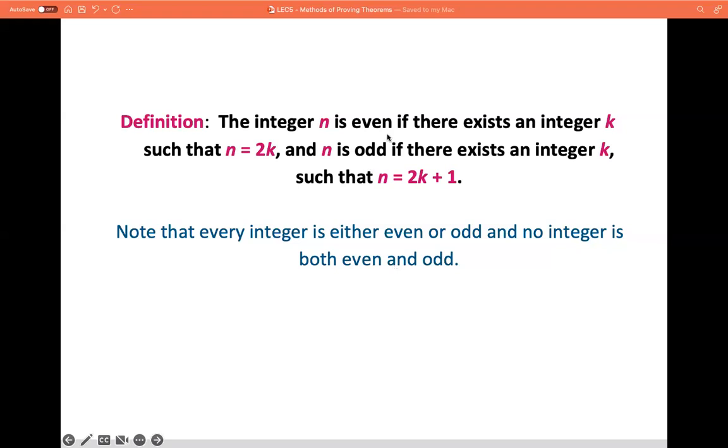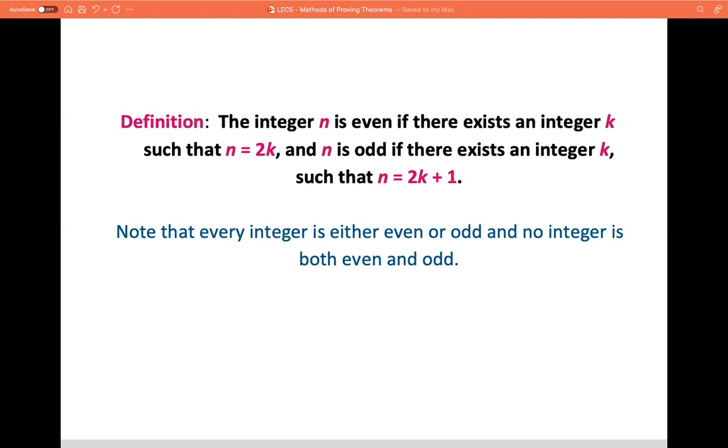We say that an integer n is even if there exists an integer k such that n is equal to 2 times k. In other words, n is a result of factoring out 2 times some number k. So for instance, if you have an even number 6, then it can be factored as 2 times 3. If you have an even number 10, then it can be factored as 2 times 5. In that case, n will be 10 and k will be 5, which is its factor.